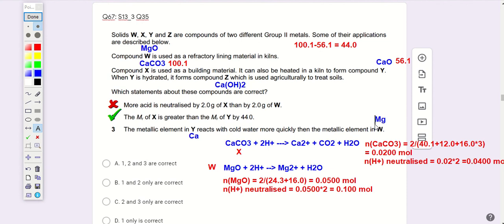Calcium and magnesium. Reactivity of group 2 metals increases going down the group. Calcium is below magnesium in group 2. Calcium is more reactive than magnesium. So statement number 3 is correct. They say calcium reacts with cold water more quickly than magnesium. So the answer is C, 2 and 3 are correct.